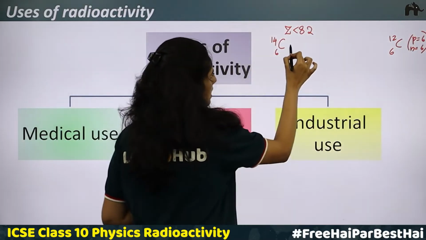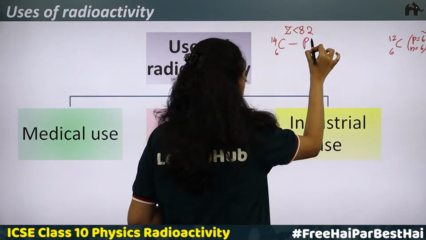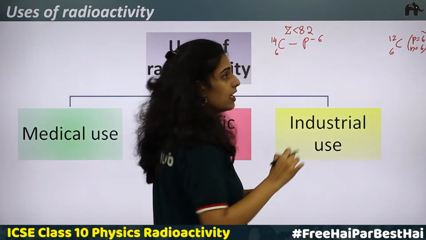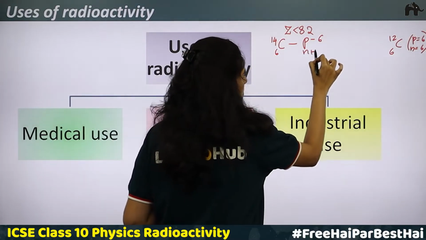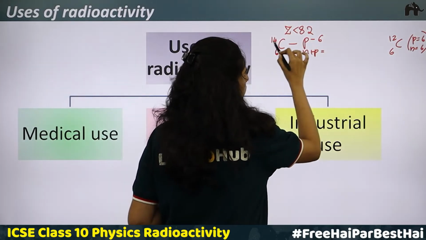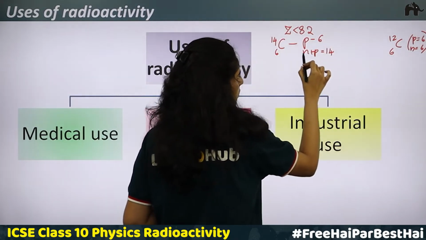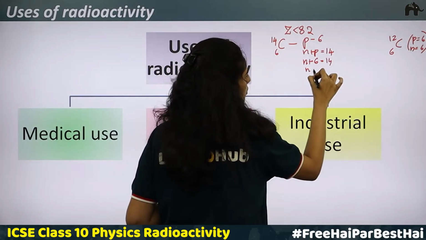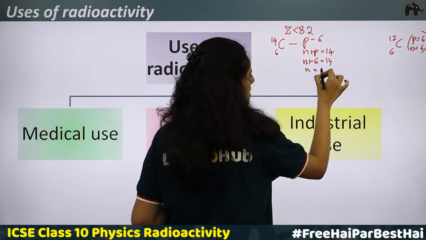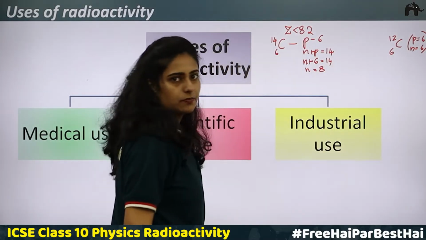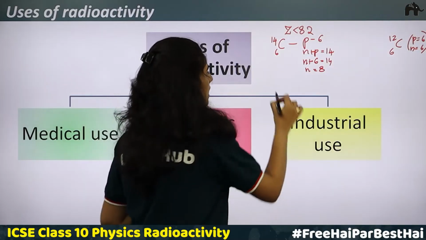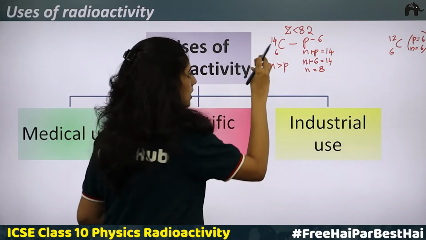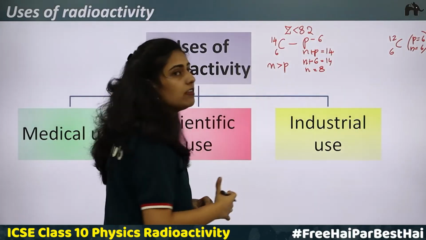When you take this case, you will be able to see the number of protons is equal to 6. That is the atomic number. What about the number of neutrons? Here we know that the number of neutrons plus the number of protons will be equal to the mass number, which is 14. Number of neutrons plus 6 is equal to 14. Number of neutrons is equal to 14 minus 6, that is equal to 8. So the number of neutrons is 8, which means the number of neutrons is greater than the number of protons. When the number of neutrons becomes greater than the number of protons, it is a radioactive isotope.